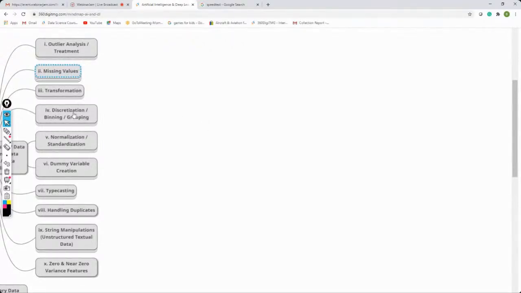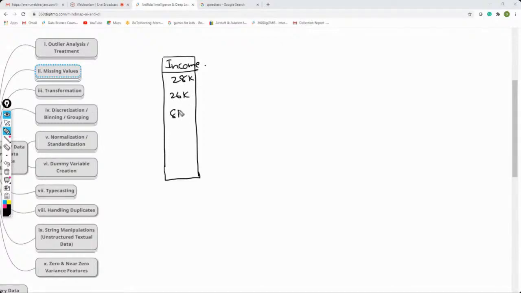And then you have something called discretization, binning, or grouping. It is a very, very simple concept wherein if you have data called income, say 28,000, 26,000, 81,000, 1,60,000, so on and so forth. You have the data, assume 8,000, 50,000, etc. You can simply create different buckets or groups.